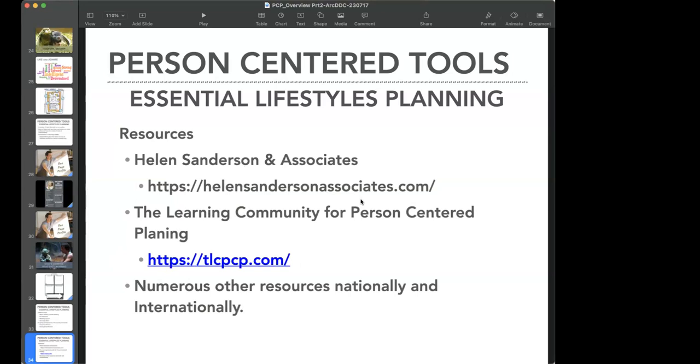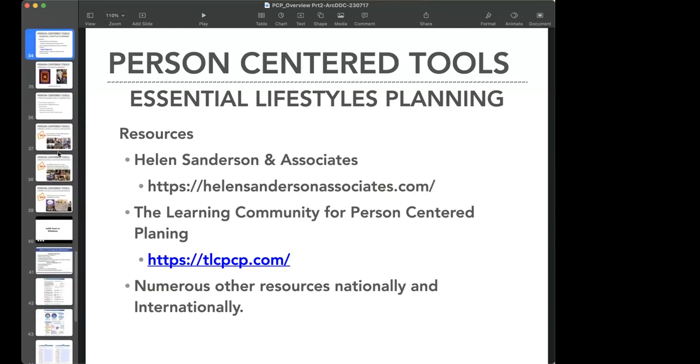So for Essential Lifestyles Planning, here are again a number of other resources, right? The Learning Community for Person-Centered Planning, Helen Sanderson and Associates, and to also recognize that there are numerous resources nationally and internationally available. I know that when I was looking up some of the tools, there are states that have actually utilized Essential Lifestyles Planning and written publications to support people through the utilization of some of those tools, really to help direct and develop plans of service for people.